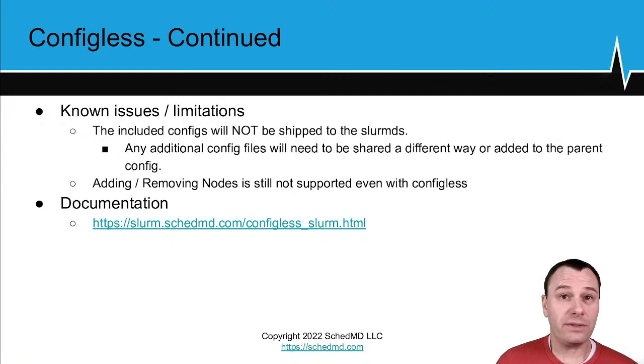There are a few known issues at this time. The Perl API does not work with Configless prior to 20.02.6. This affects sites using the integration scripts. As mentioned already, any include files will not be distributed with this model. Adding and removing nodes is still not supported even with Configless.